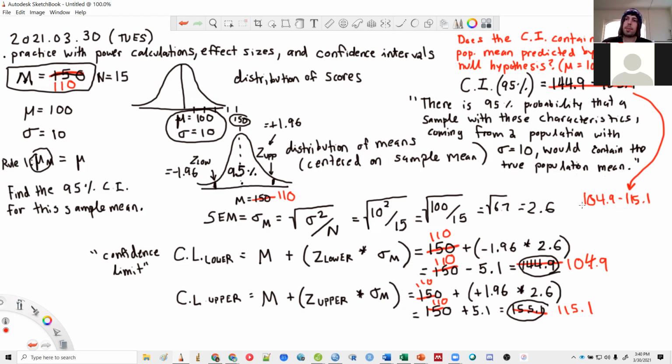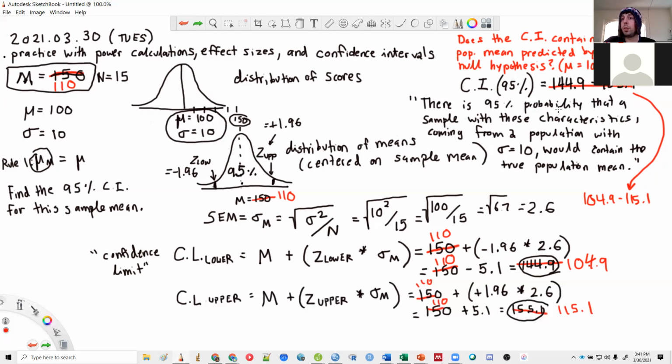So now, this tells you something about the confidence interval calculations. I won't do the whole thing because I'm pretty sure you can easily imagine if I change the sample mean from 110 to 102 or 105, if I lowered it so that it was closer to the population mean that we predicted if the null hypothesis was true, then we would find that the 95% confidence interval would overlap a mean of 100.